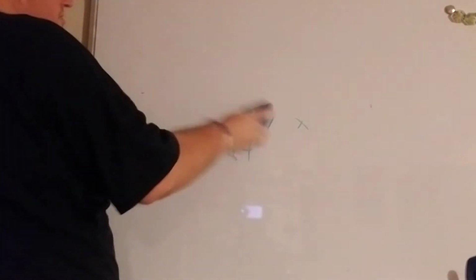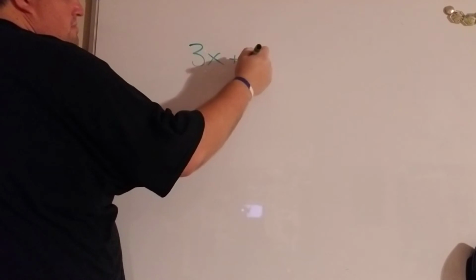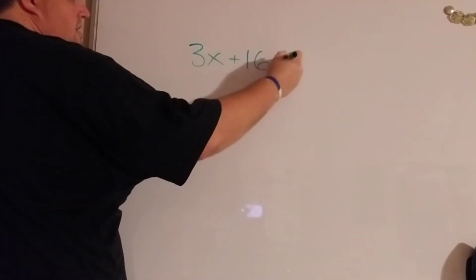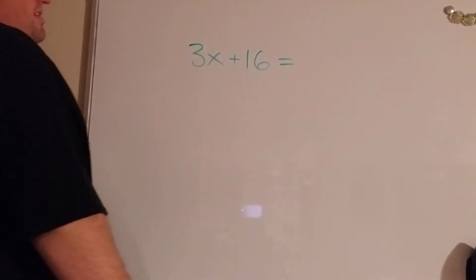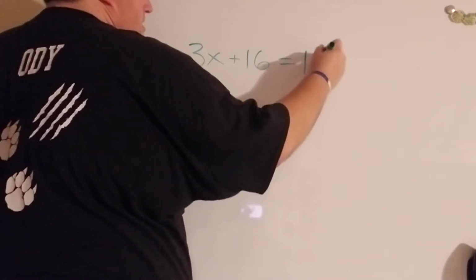So what if we're going to start with just 2 steps. 3x plus 16 equals 19.